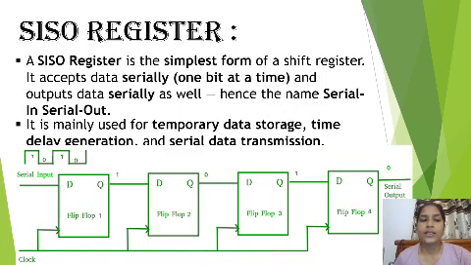SISO register. A SISO register is the simplest form of a shift register. It accepts data serially and outputs data serially as well, hence the name serial in serial out. It is mainly used for temporary data storage, time delay generation, and serial data transmission. The above one is the circuit of the SISO register.